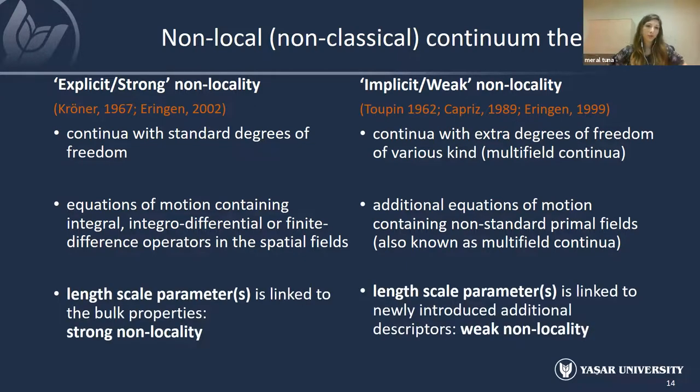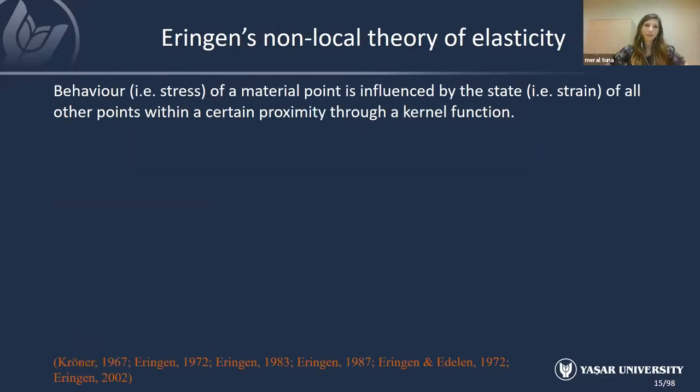In explicit type models, the length scale parameter is directly linked to the bulk properties, which is placed in the constitutive equation. That is why these types of models possess a strong non-local character. On the other hand, in implicit type non-local models, the length scale parameter is linked to the newly introduced additional descriptors. That is why these non-local models have a more limited, or let's say weak, non-local character.